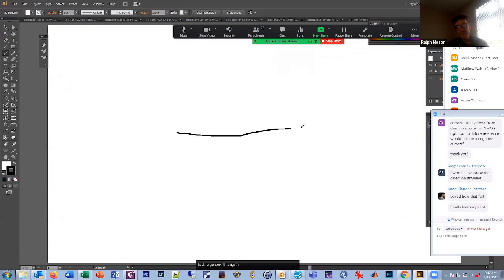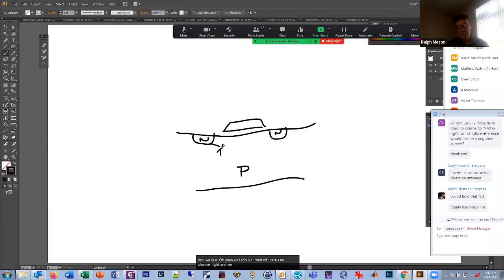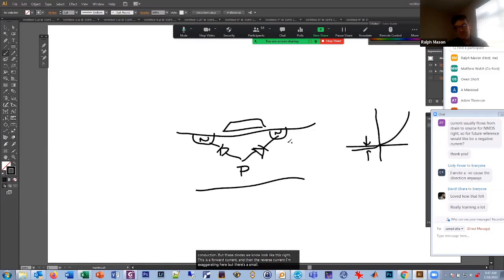Yeah, we had a transistor. We said, here's our NMOS transistor. This is P and N, and we had a gate. And we said, oh yeah, when this is turned off, there's no channel, right? And we had these diodes, reverse bias diodes. It kind of looks like this. And I said, yeah, when there's no channel, there's no conduction. But these diodes, we know, look like this, right? This is their forward current. And then the reverse current, I'm exaggerating here, but there's a small amount of current. So there is a small amount of leakage current that can go through this device.